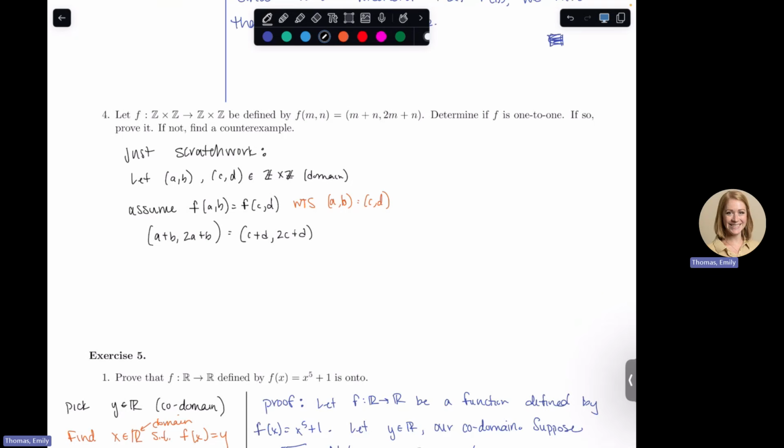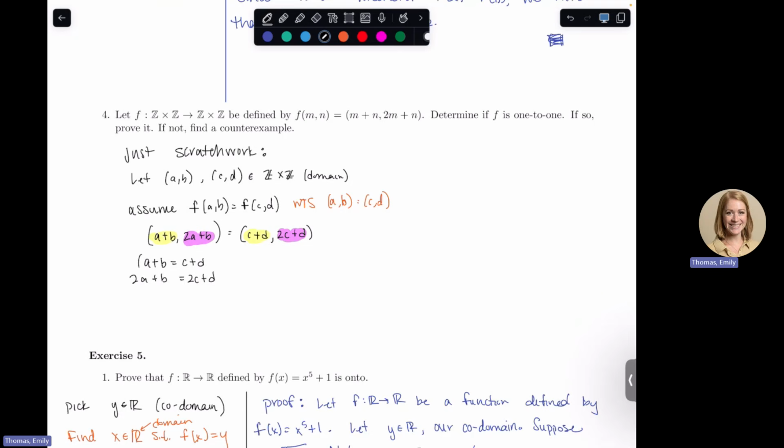Do you just know that when we break it up into two equals, each side? A plus B is equal to C plus D, and 2A plus B is equal to 2C plus D, because the beginning pieces of the ordered pairs and then the end pieces have to match. But then we have a system of equations that we can solve.